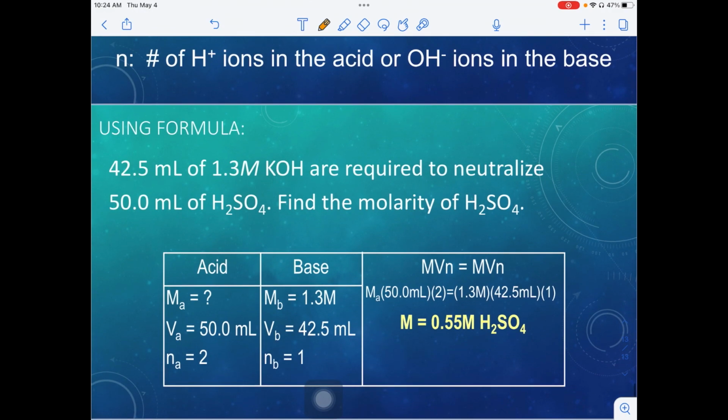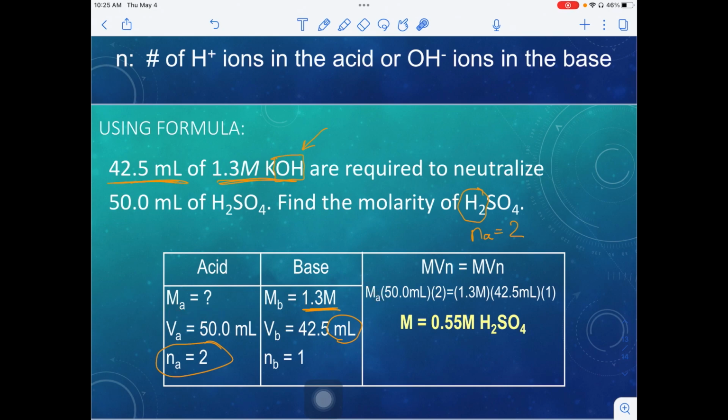So when you use the formula, it's just plug and chug. You've got 42.5 milliliters, and notice you can leave this in milliliters. The molarity of the base is 1.3 molar. The N of the base is just 1. KOH has 1 hydroxide ion. The acid that we're going to add is H2SO4, so N for the acid is going to equal 2. And then you know your volume of your acid added. Again, as long as these are the same unit, that's fine. And then you'll plug and chug to get your molarity of your acid.